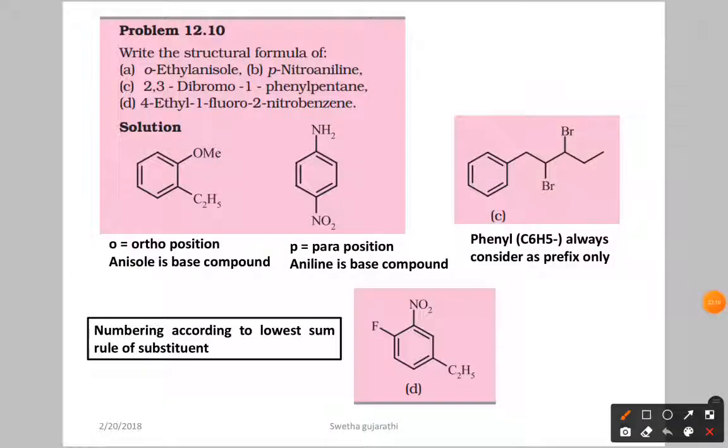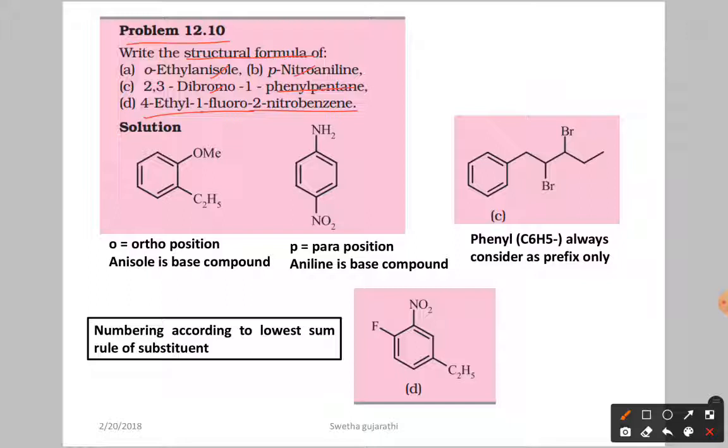Okay, let us discuss now the in-text questions. Here we have in the textbook problem number 12.10. Here they are asking to write the structural formula of ortho-ethylanisole, para-nitroaniline, 2,3-dibromo-1-phenylpentane, and 4-ethyl-1-fluoro-2-nitrobenzene.